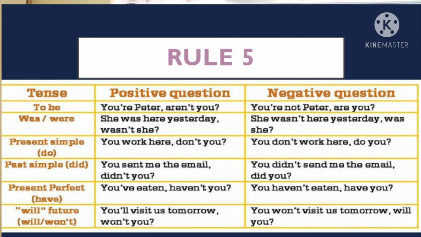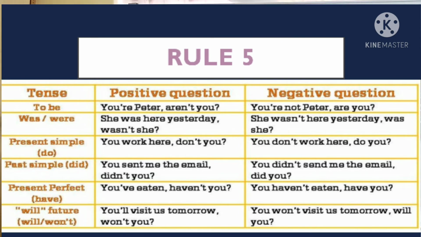Now, let us see the fifth rule. See here, I have given a few examples with tense, positive question and negative question. If you have a be form, that is the being form of the verb like am, is, are, and all. So here, if I have used are, you are Peter, then what will we use here? Aren't you? If you are not Peter, then we use are you.